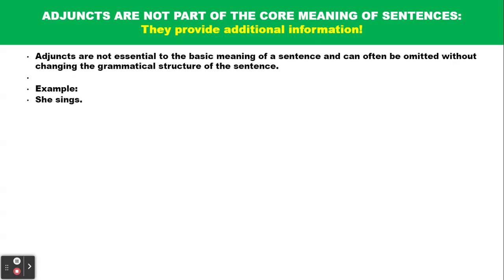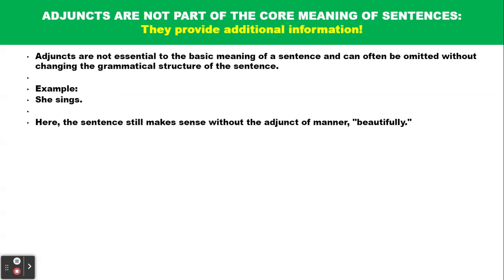For example, she sings. All right, we saw this in the previous example. She sings. Now, when you examine that, if you add the adjunct beautifully, then the sentence will be she sings beautifully. But here you can see that we have removed beautifully, and yet this conveys the intended meaning. She sings. Okay, what does she do? She sings, which means she's a singer. So the sentence still makes sense without the adjunct of manner beautifully.